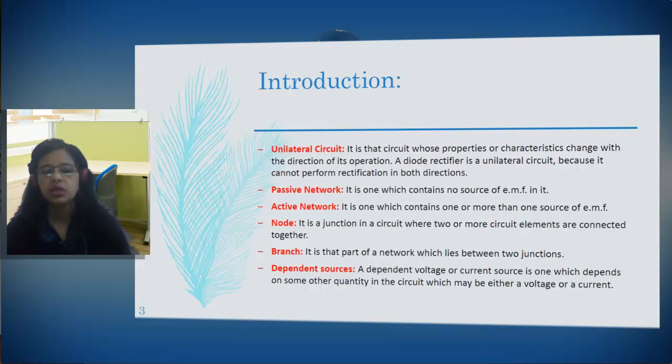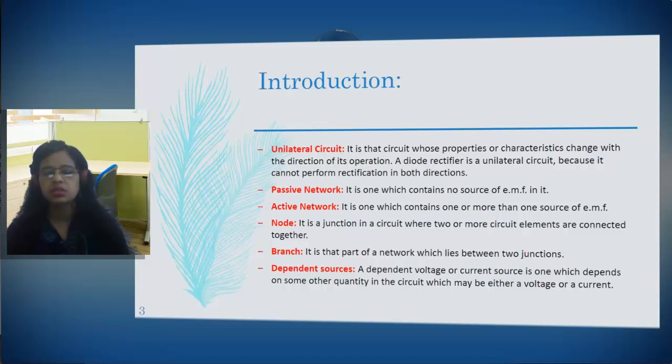Next is branch. In a circuit there can be more than one node. So the branch is the element connecting two nodes. The element connecting any two nodes will be known as a branch.